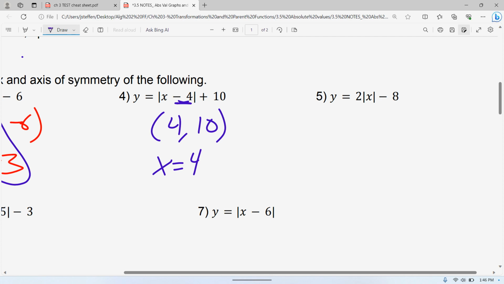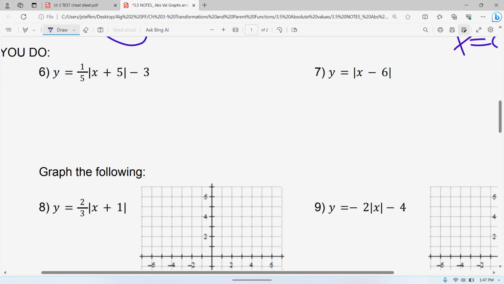And the next one, number 5. Now again, this 2 in front doesn't affect your vertex at all. There are no numbers inside your absolute value, so the x value of your vertex is just 0. You don't go left or right at all. Then it goes down 8. The axis of symmetry is just x is equal to 0. Don't make that harder than it is.